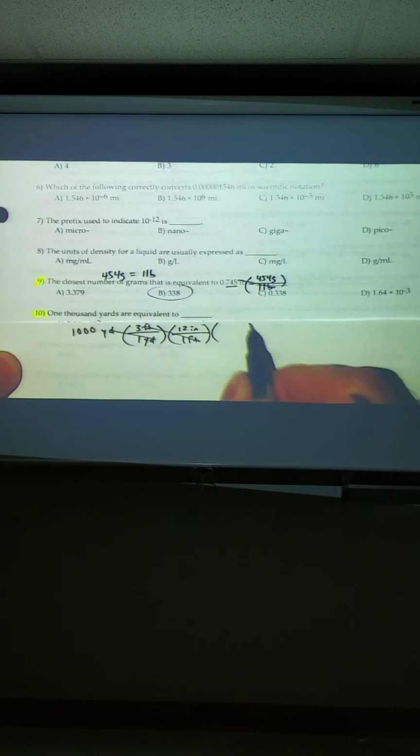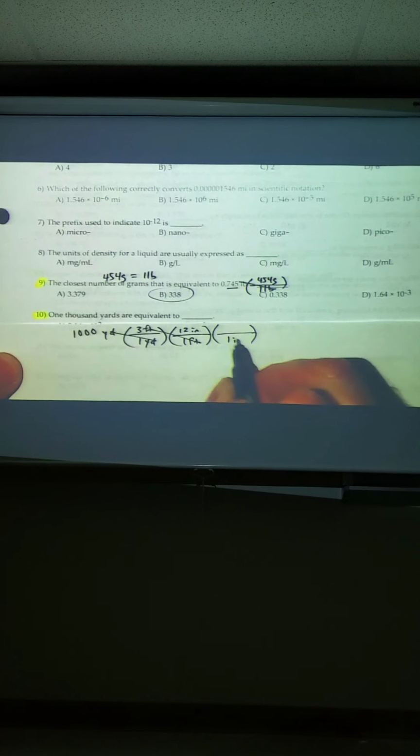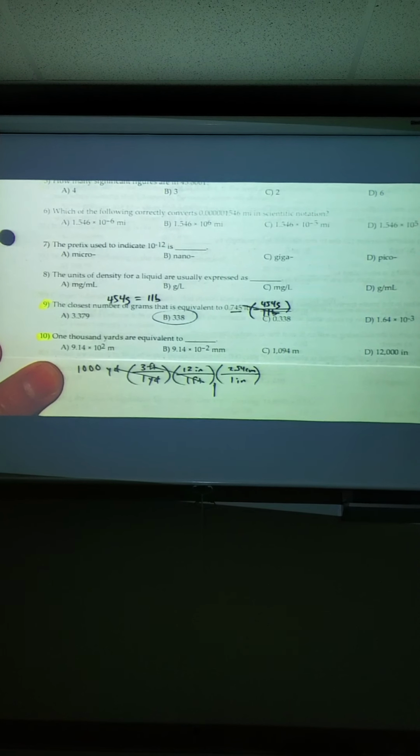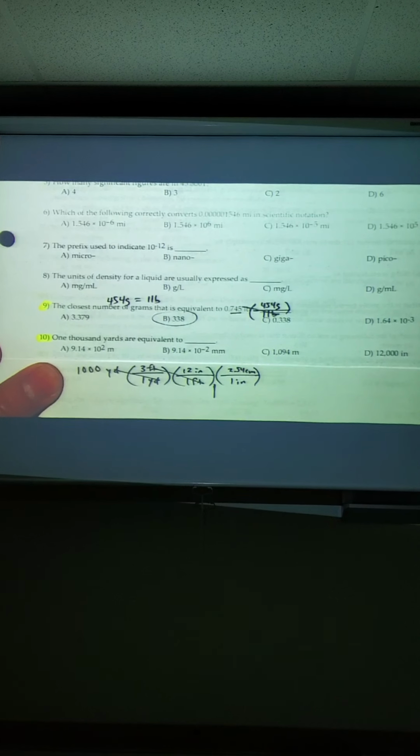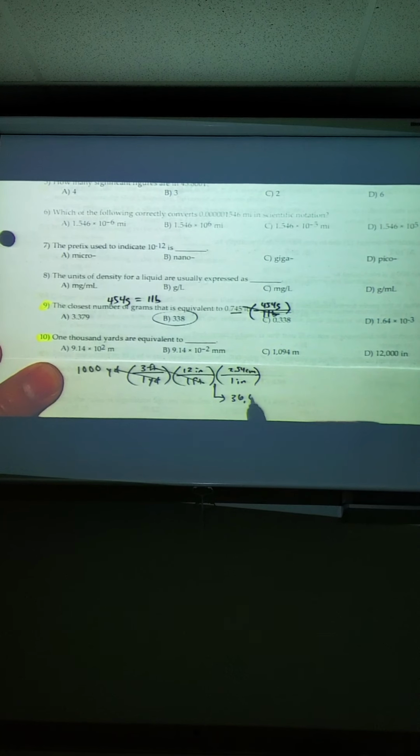Now we can use what we are given in the lecture, and that's that for every 1 inch, there's 2.54 centimeters. So now we're actually in centimeters, and notice there's no centimeters there. If we were to stop at this point here, we could get inches, and there's an inches value over there. So if we do 1,000 in our calculator, times 3, divided by 1 doesn't do anything, times 12, divided by 1 doesn't do anything. The answer at this position here, if we were to hit equals, is 36,000 inches, so definitely not that one.